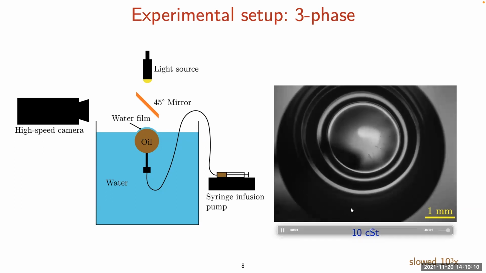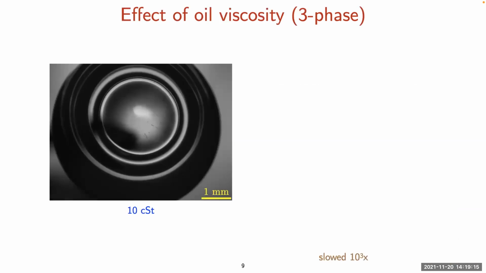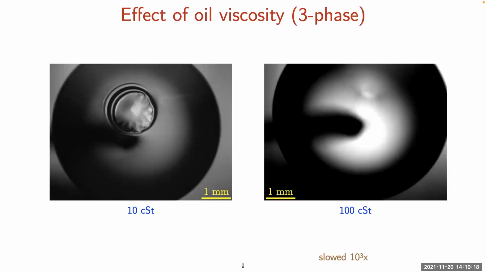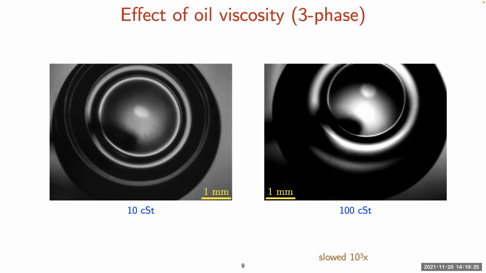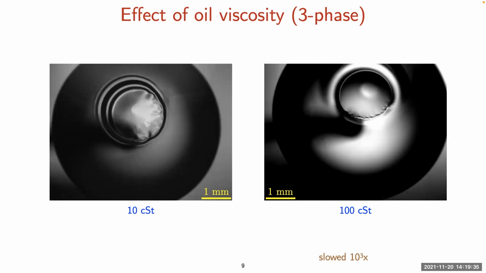This was done for a viscosity of 10 centistokes, so 10 times as viscous as water. I played the movie here again. We can also increase the viscosity of the oil phase. Here I show you a movie for 100 centistokes, that is 100 times as viscous as water. And you can see that the dynamics is slower, which is expected as the viscosity increases.